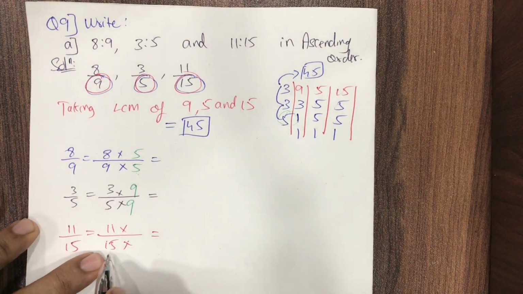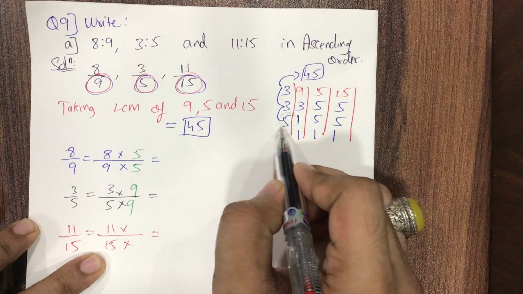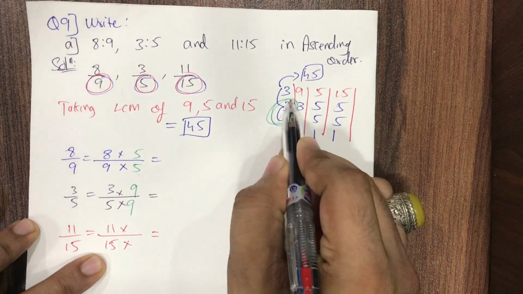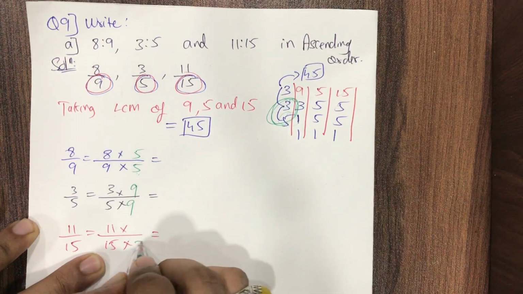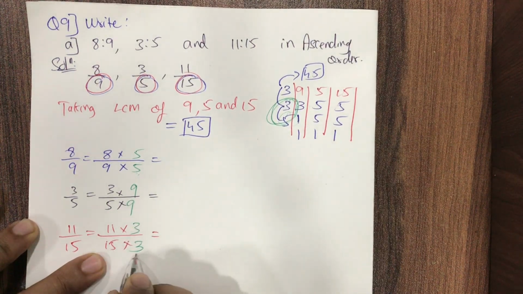Then I have 15 here. From here, can I say 5 3s is 15? So this 15 I already have. What number don't I have? I don't have this 3. The remaining part is this 3. So 3 will be multiplied here and here. Automatically 15 3s becomes 45.